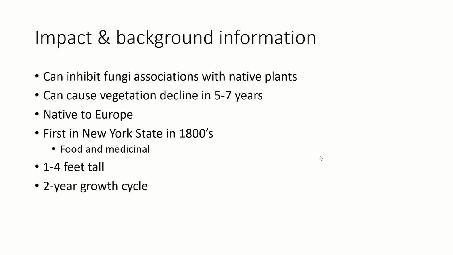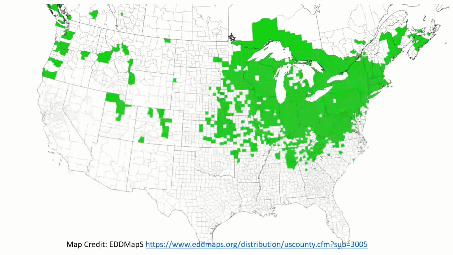Garlic mustard can grow in stands of about 1 to 4 feet tall for the second year plants here in Minnesota. And you also see here in Minnesota it has a 2-year growth cycle. And we'll talk a little bit more about that here as we go through it.